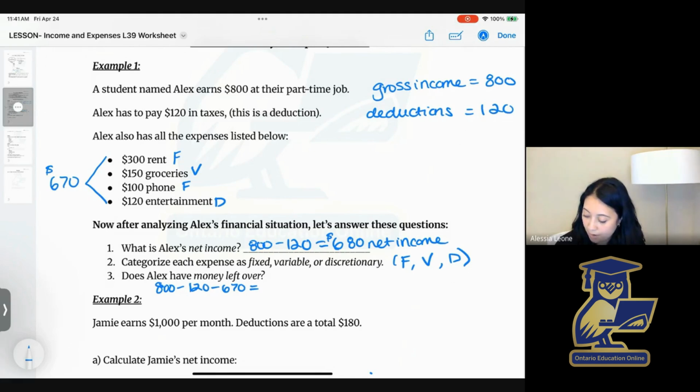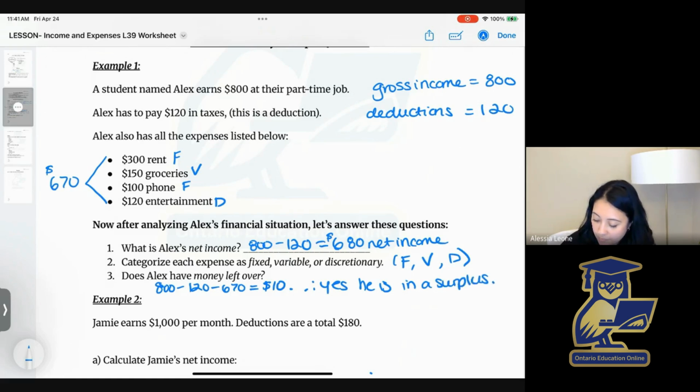So let's see what we have. 800 minus deductions, taxes, which is 120, minus his expenses, which was 670, leaves us with $10. So therefore, yes, he is in a surplus. Alex has $10 left over.